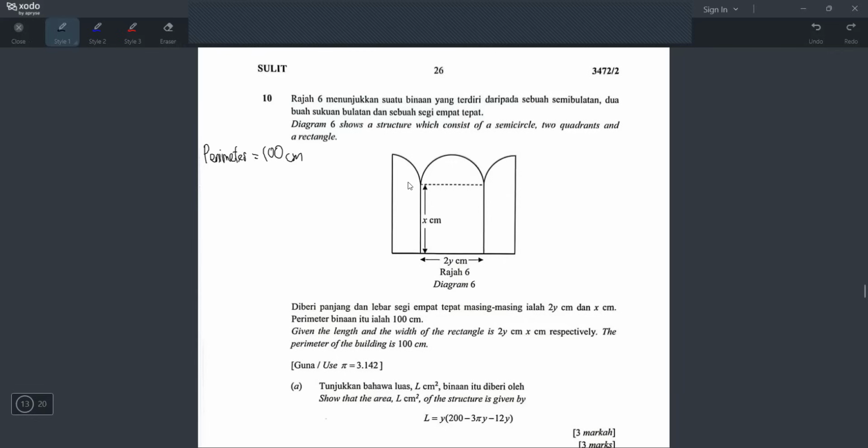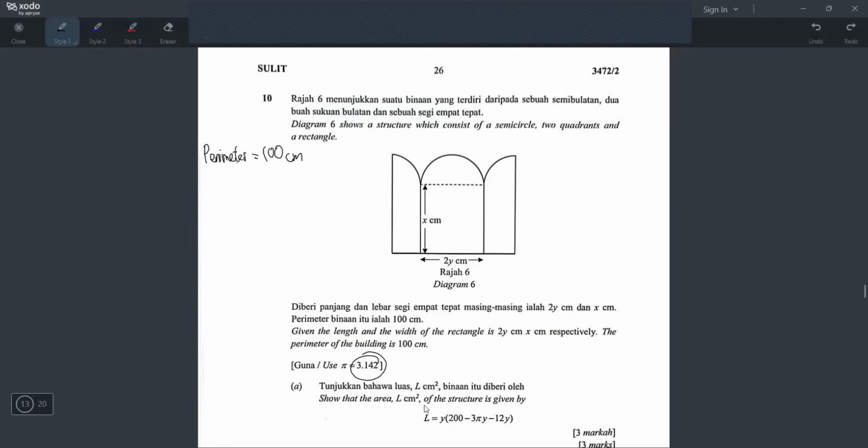So how to do this question? They say, okay, let's read first. Use pi as 3.142. Show that the area of the structure is given by this one. And obviously, they never pressed the pi. You can see the pi is there. So don't press the pi. Okay, how do we show that the area is this?